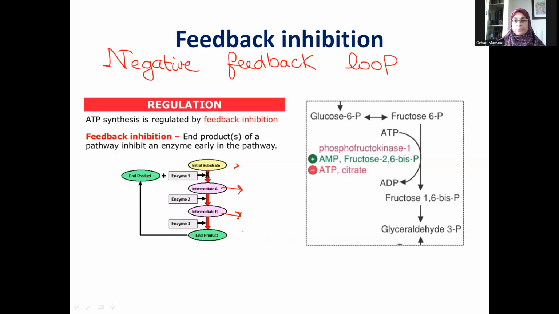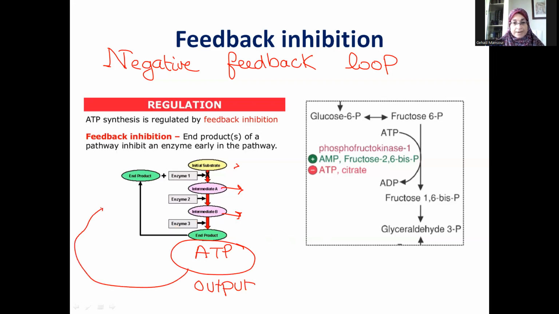Our end product at the end of glycolysis is ATP. This end product can also be called an output, okay? This output will have a negative effect on one of the first reactions of glycolysis. So the output has a negative effect on the input, or more accurately speaking, part of the output inhibits the input. And this is what we call negative feedback inhibition.